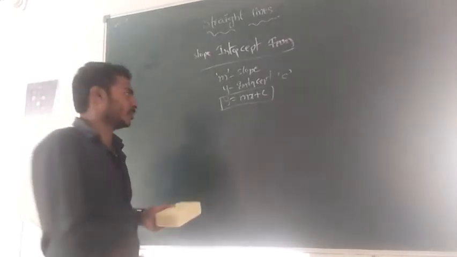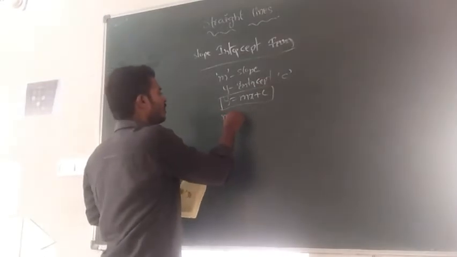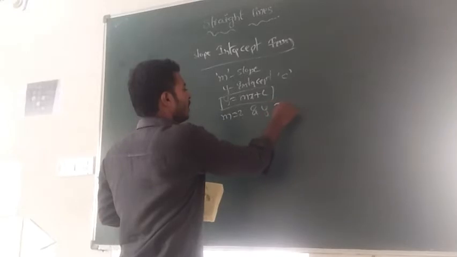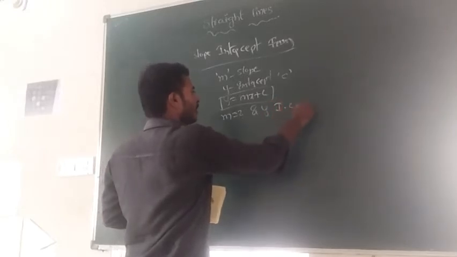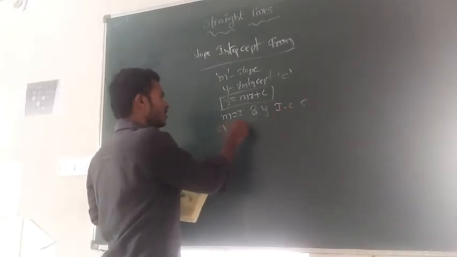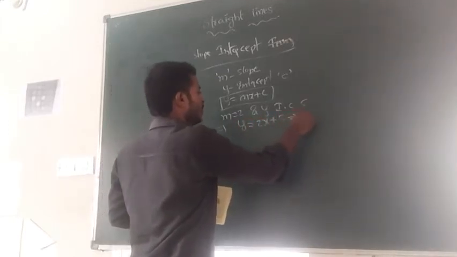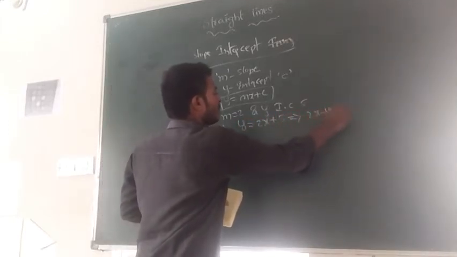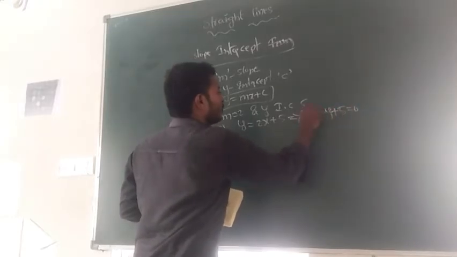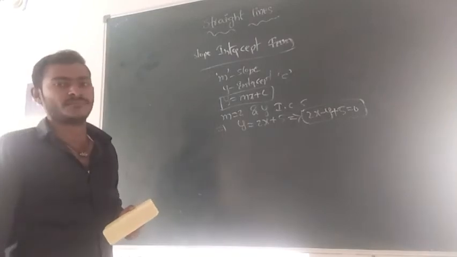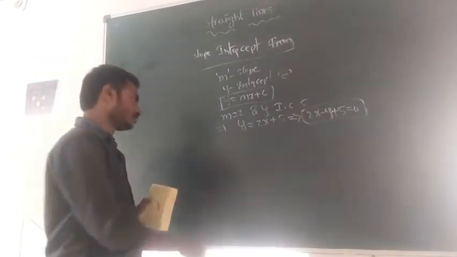Suppose we take one example. Slope m equals 2 and y intercept is 5. The straight line is y equals 2 into x plus 5, that is 2x minus y plus 5 equals 0.